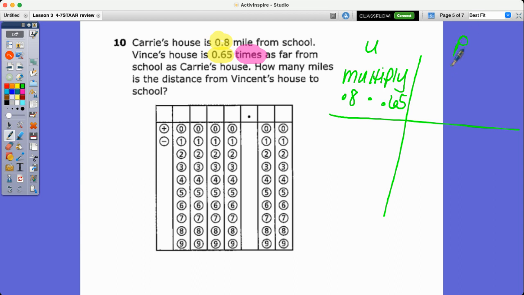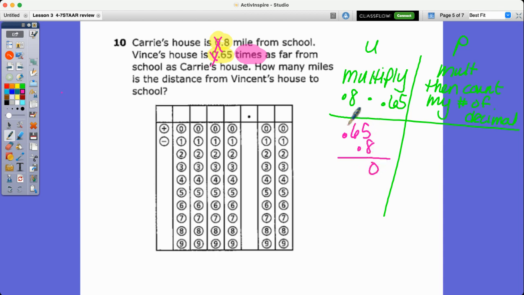My plan is to multiply and then count my number of decimal places so that I get it in the right spot. Okay, so let's do some multiplication. I have 0.65 times 0.8. I get rid of leading zeros, they're just there to confuse you. We do not have to line them up. It is perfectly okay to go like this.